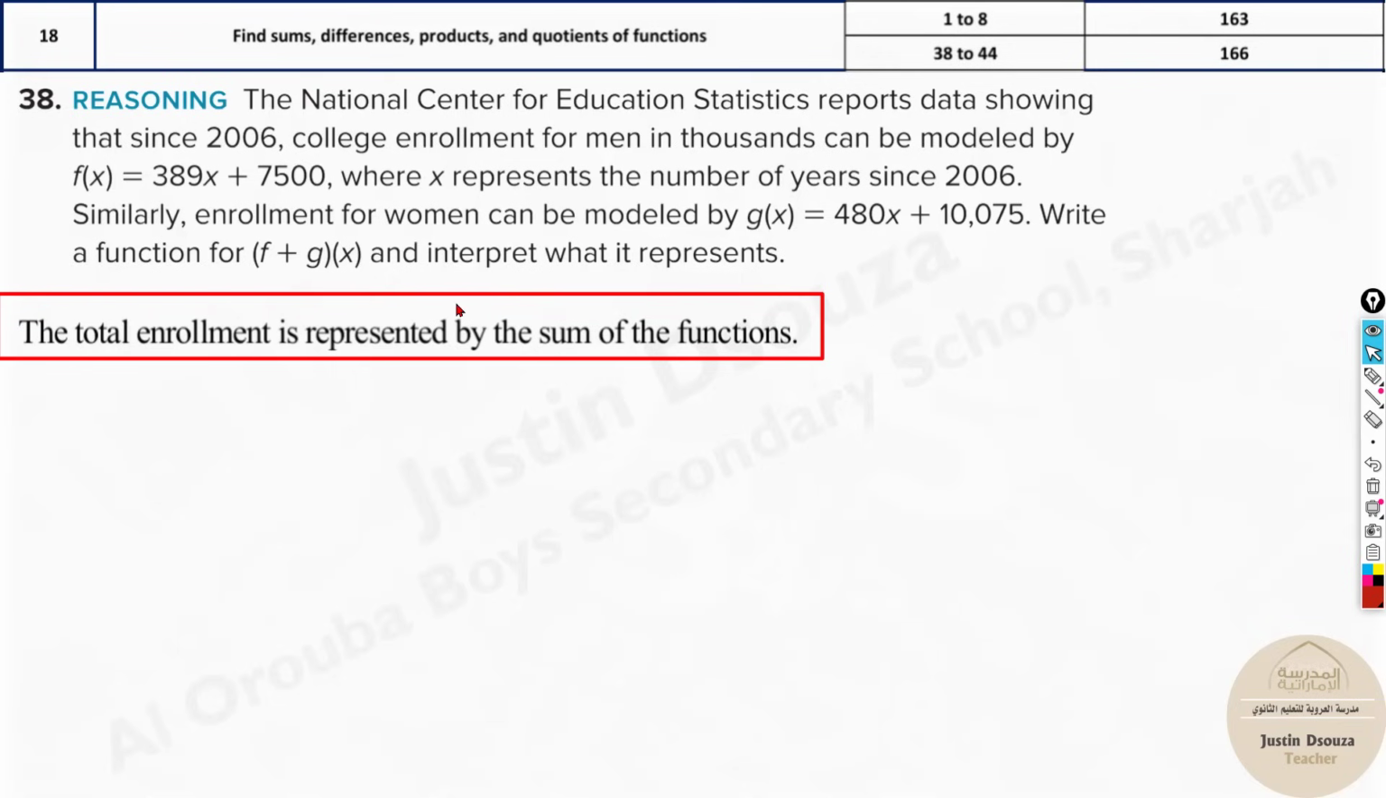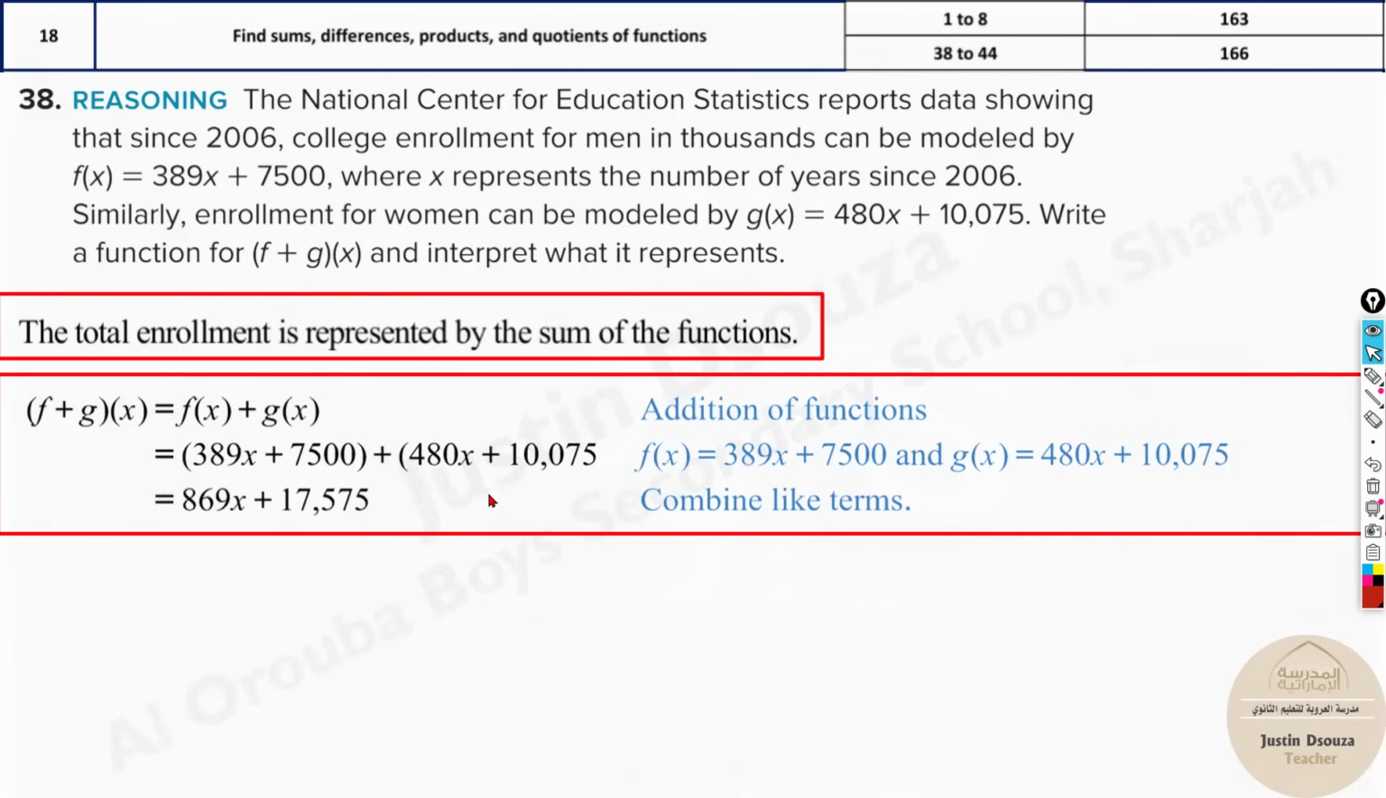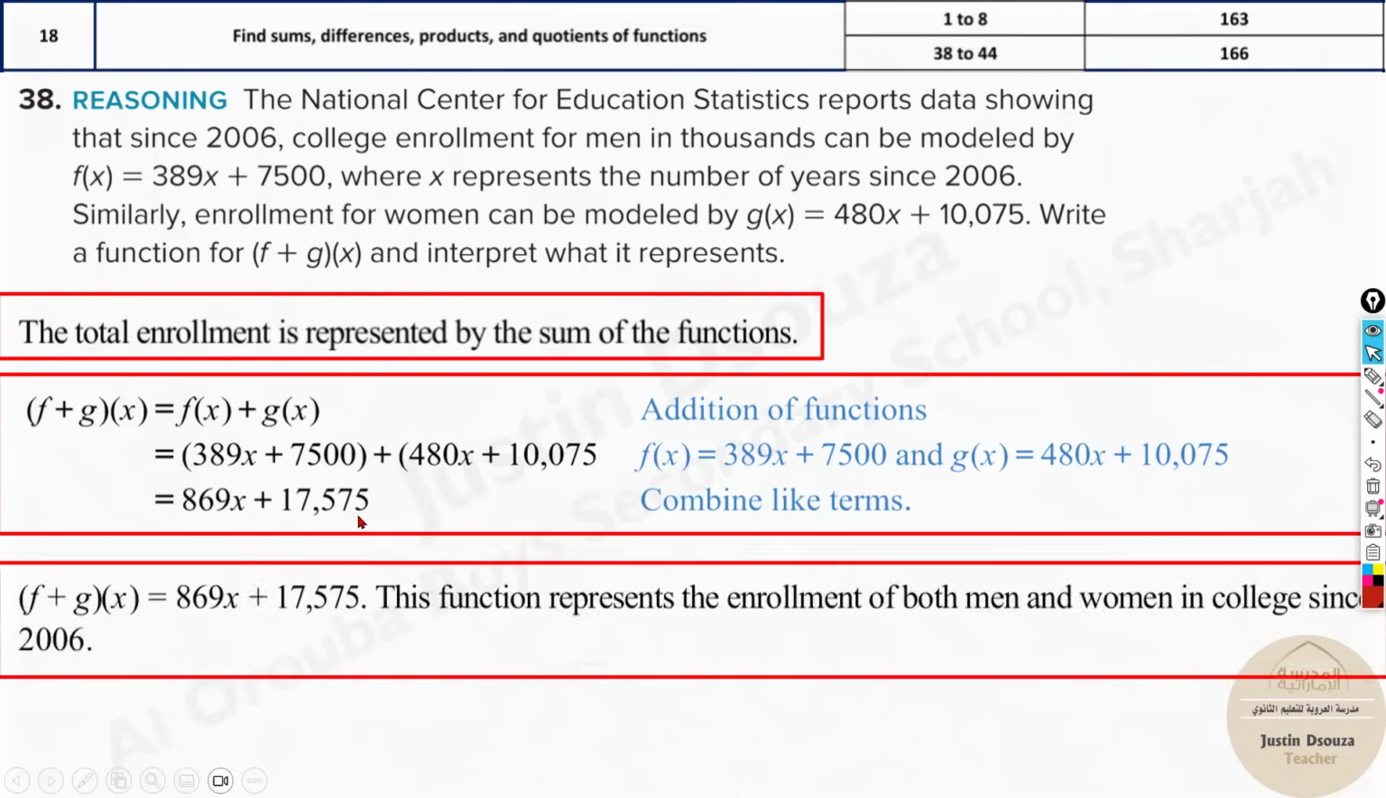Okay, let's add them up. You have to just add 280 plus 389, 750 plus 10,075. So this is it. Now they want to know what it says. That means it's the total enrollment. Now, every year from 2006 there is an increase in the student male and female by 869, and at the 2006 there was already 17,575 students. The function represents, and okay, they have just told that much only, but you can tell more.